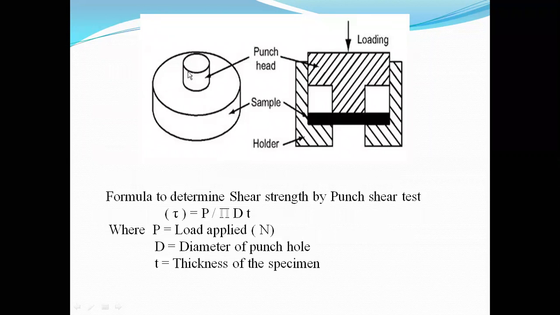Look at here, this is the punch. If I place this rock specimen, it creates a hole here. It's something like a punch. It fails at this entire area. Let's say this is a rock specimen, some disc kind of thing. Due to the punch, it creates a small hole at the center.